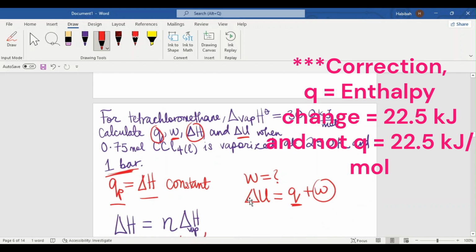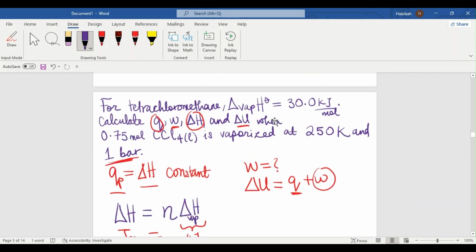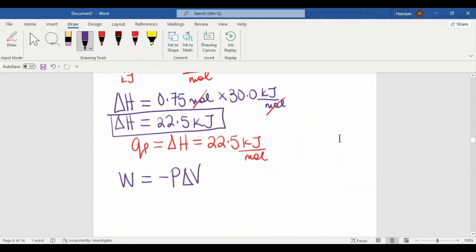The next thing we have to do is determine work. Remember that generally the formula for work is negative P external, the pressure we're dealing with, times change in volume. But we also have to remember the chemistry behind this particular question. We're told that tetrachloromethane is vaporized, going from liquid to vapor, which is basically a chemical reaction. So what I'm trying to say is that going from having something in a container in liquid form to gaseous form is going to look like this.